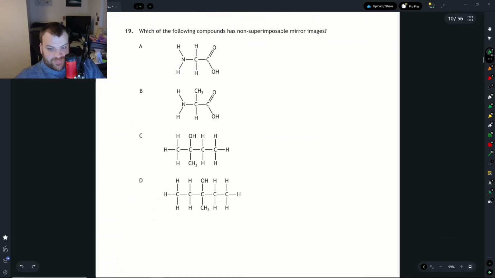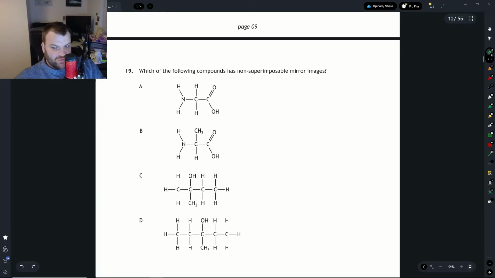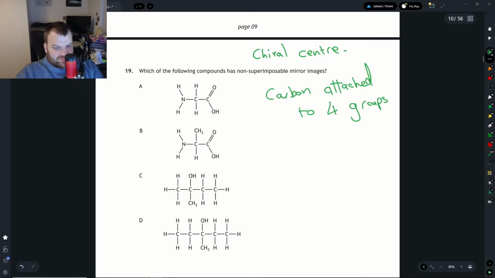Next one, we're looking for something that has non-superimposable mirror images. This means it has to have a chiral center, and this is a carbon that's attached to 4 different groups. When I'm working through these ones, I'm looking for the carbons. Here we have a double bond to an oxygen. That means that cannot be our chiral center. That means it could possibly be our central carbon.